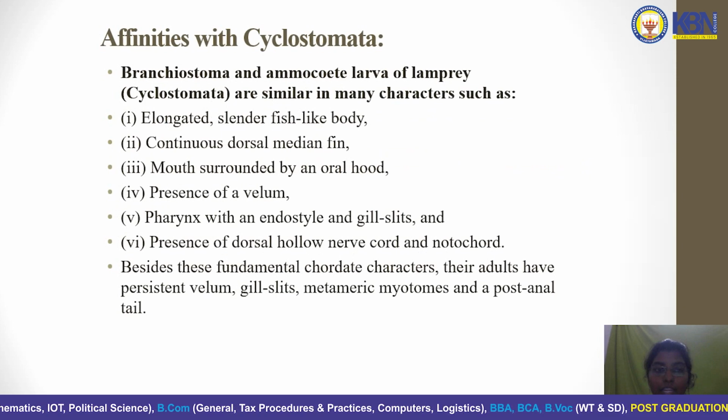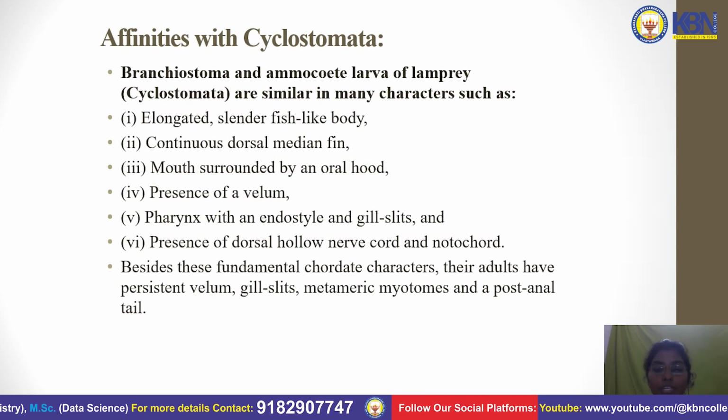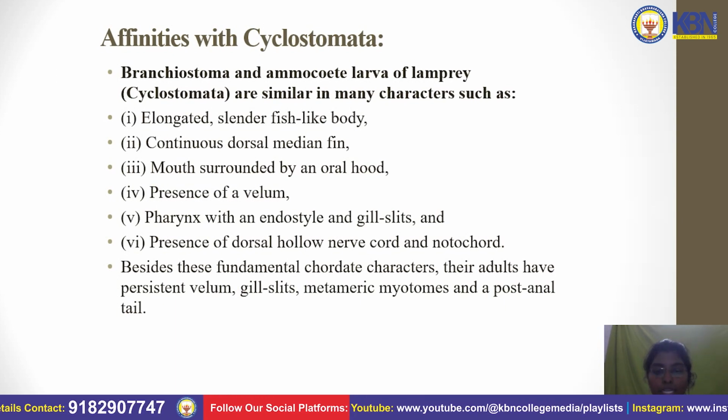Next, affinities with Cyclostomata. Branchiostoma and ammocoete larva of lamprey, that is Cyclostomata, are similar in many characters such as elongated, slender fish-like body, continuous dorsal median fin. Next, mouth surrounded by an oral hood. Next, presence of a velum, pharynx with an endostyle and gill slits, and presence of dorsal hollow nerve cord and notochord. Besides these fundamental chordate characters, their adults have persistent velum, gill slits, metameric myotomes, and post-anal tail.